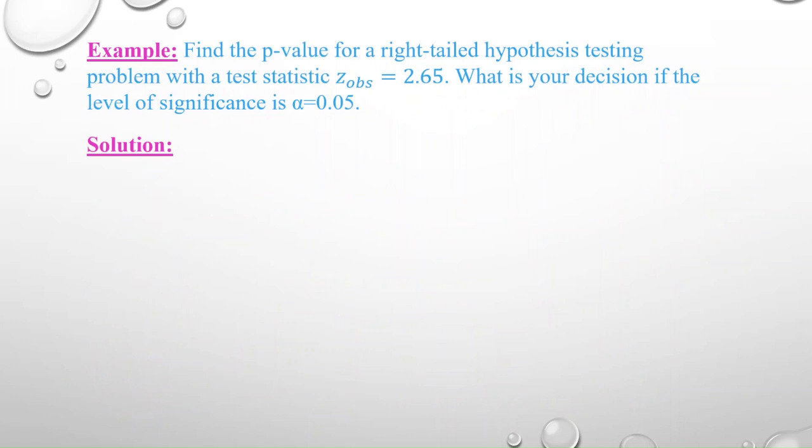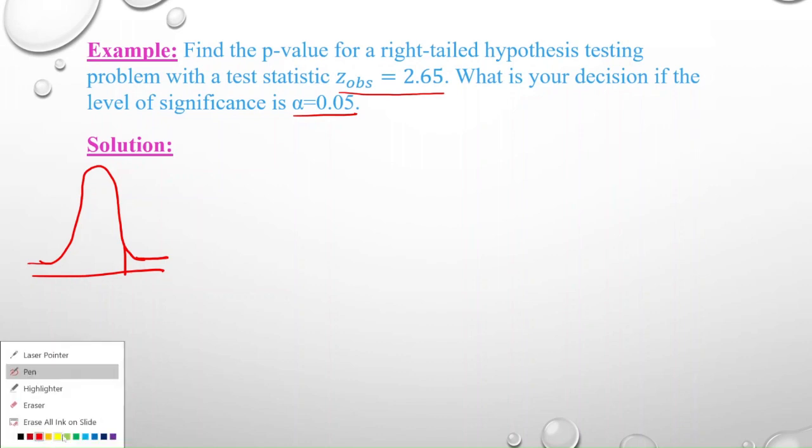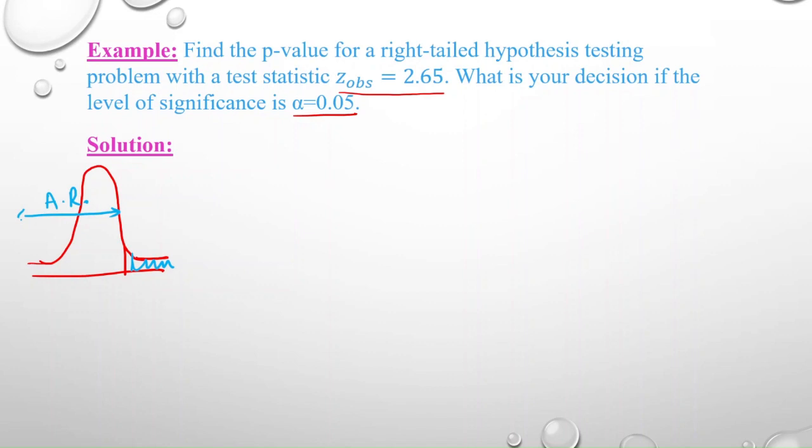So let us consider a question. Find the p value for a right-tailed hypothesis testing problem with a test statistic z observed given to us, and the level of significance alpha is also given to us, that is 0.05. So let me just draw the diagram quickly. As it is a right tail test, this would be our acceptance region, I am denoting it by AR, and this is my critical region or the rejection region.